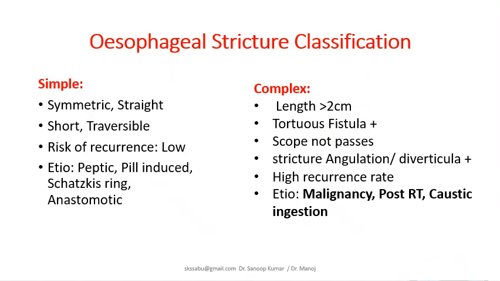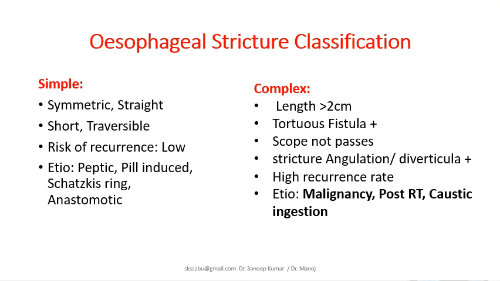Just an introduction regarding esophageal strictures. It can be divided as simple and complex. The simple strictures will be less than 2 centimeters, symmetric, and straight. It will be short and traversible, which means the scope, or at least a pediatric scope, can go inside. While the complex strictures will be tortuous, and can be associated with fistulas or diverticulitis or pseudo-diverticulitis. The risk of recurrence of simple strictures is less when compared to complex strictures, even after dilating.